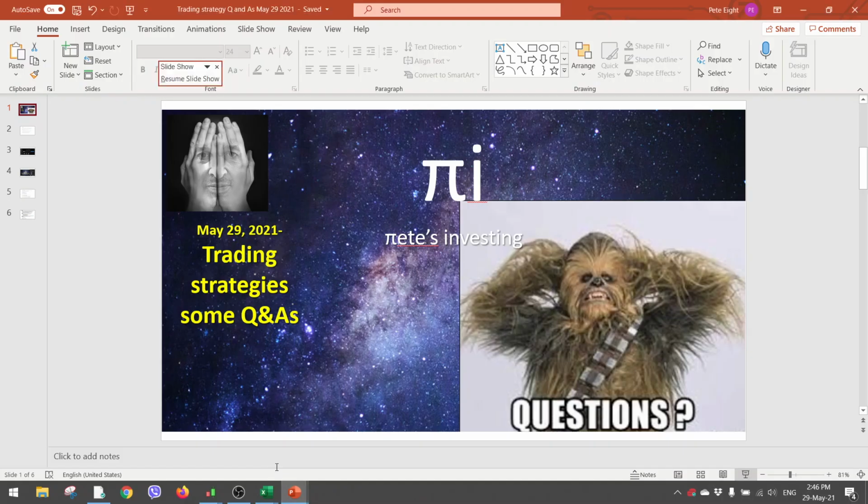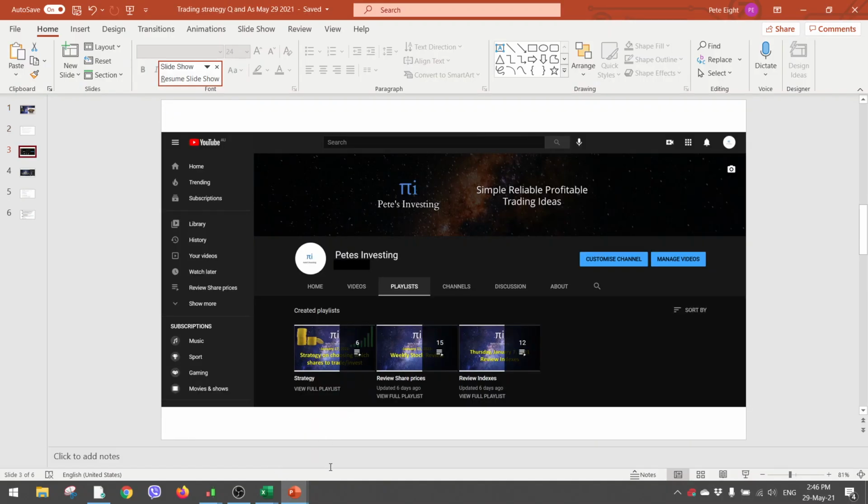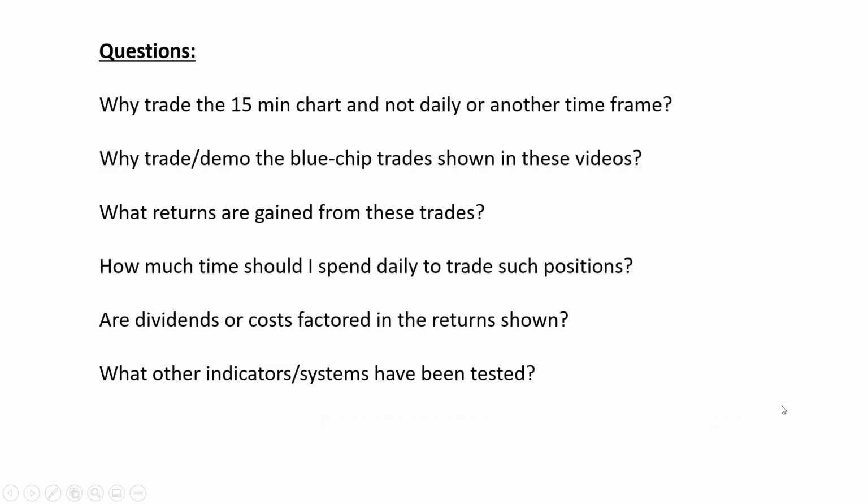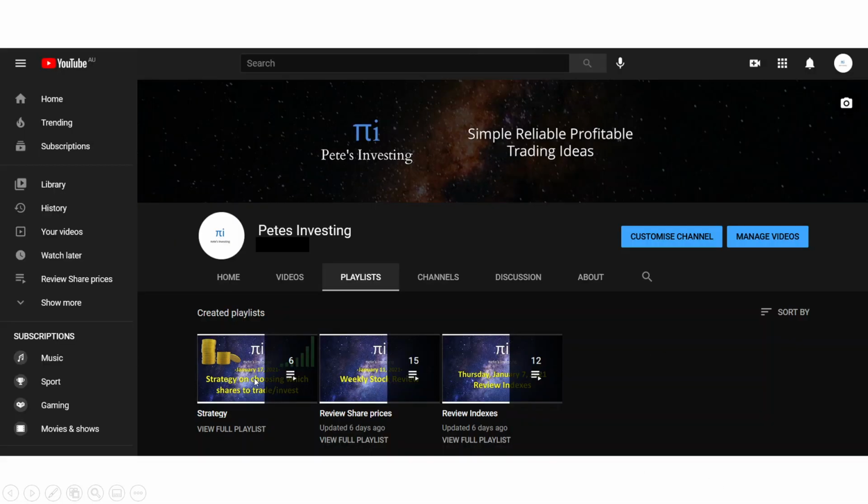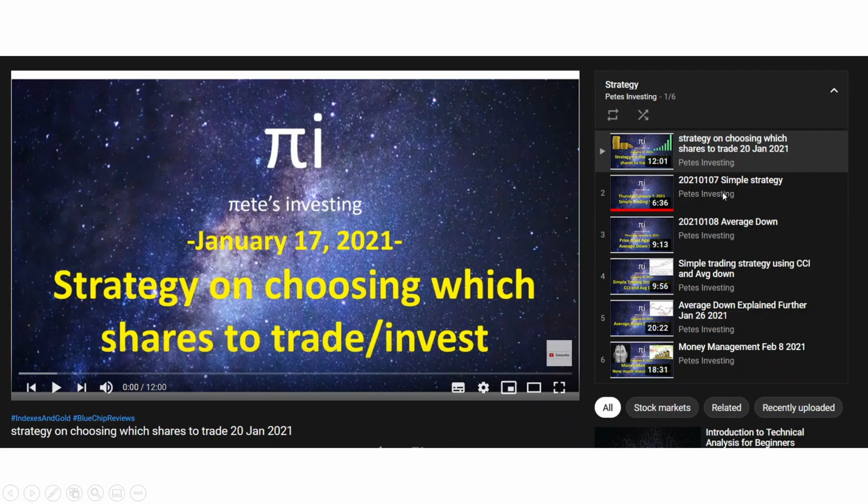Again, refer to our strategy page for more details in terms of the simple trading strategy, the average down process, and all these other additional strategies and money management, which helps explain that.